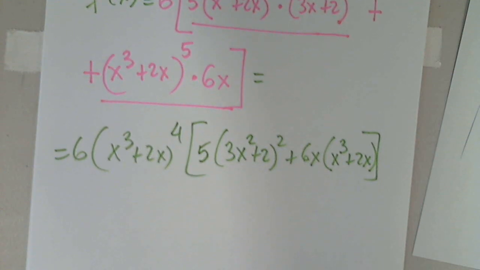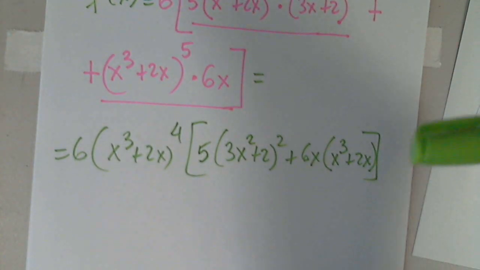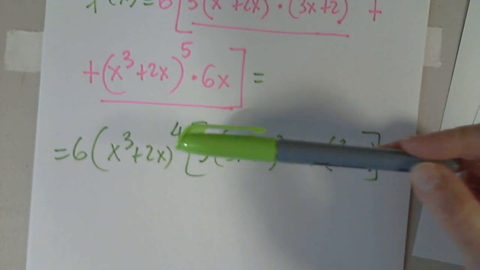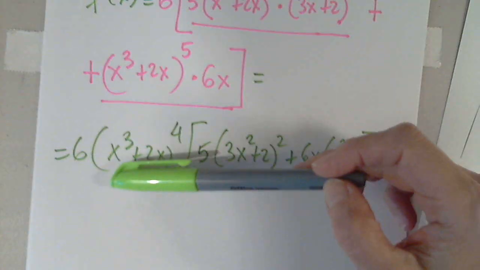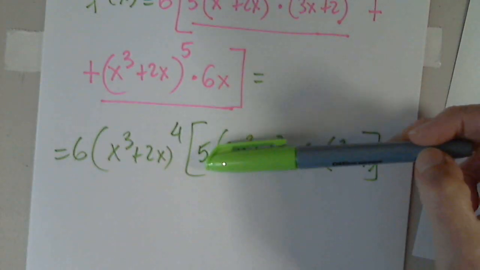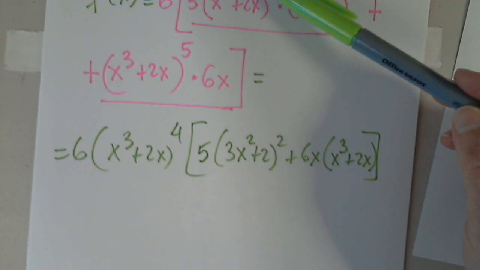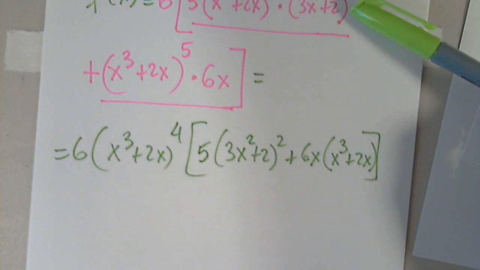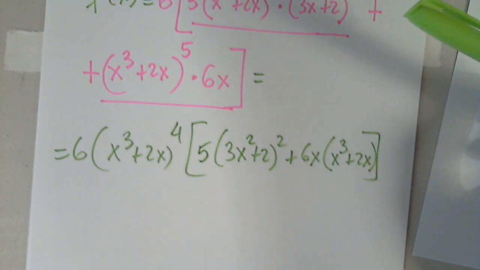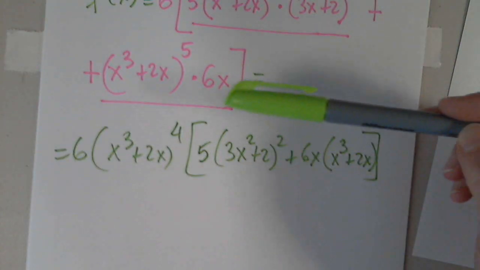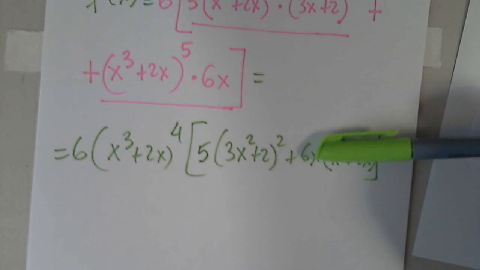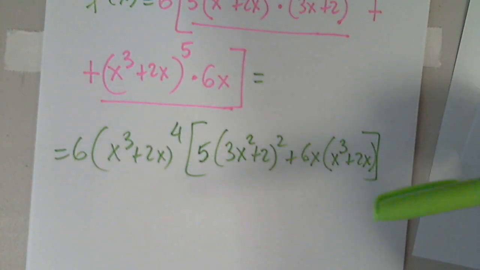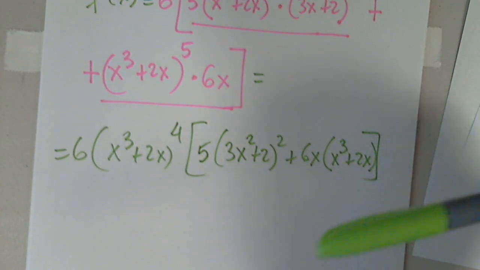So let's recap for 1 second. I realized that these two terms have x cubed plus 2x to the 4th in common. I took it outside next to 6. 5 is still left. I had 4 of those, but I took them out. And I still have 3x squared plus 2 squared. I reach the plus. I copy it. I reach 6x. I copy it. From these 5, I removed and I put in front 4 of those, so I still have 1 of them left inside.